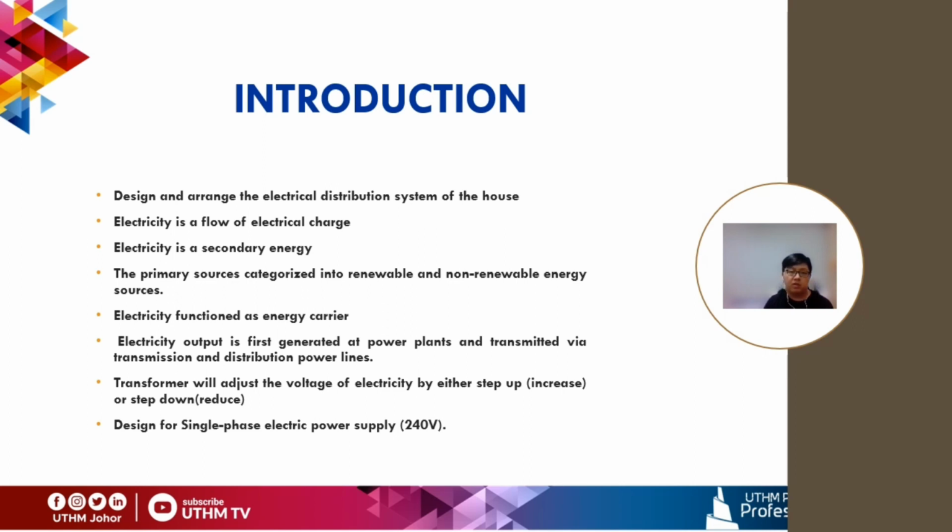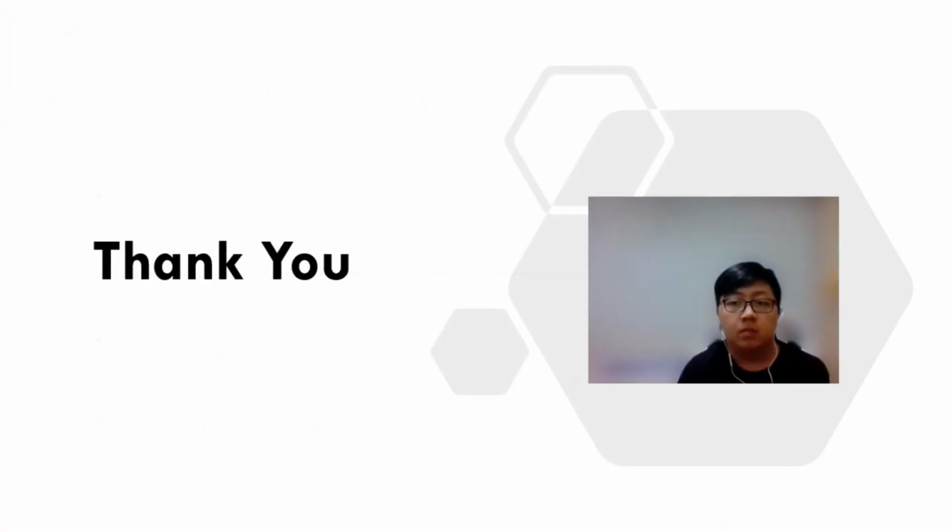Electricity output is first generated at the power plants and transmitted via transmission and distribution power lines, and the voltage will be adjusted by a transformer along the journey of the transmission lines to the distribution lines by either step up or step down, and for our house it will be equipped with single-phase electrical supplies which equivalent to 240 volt.